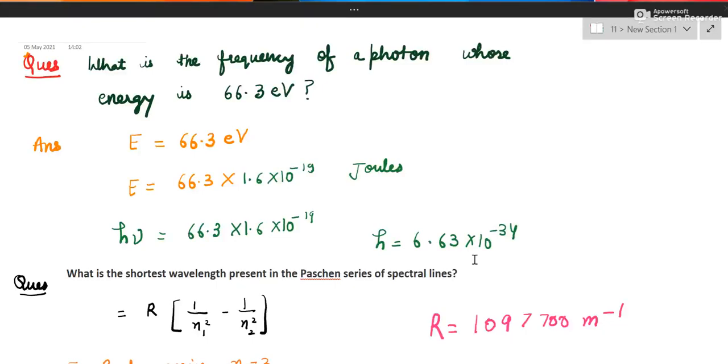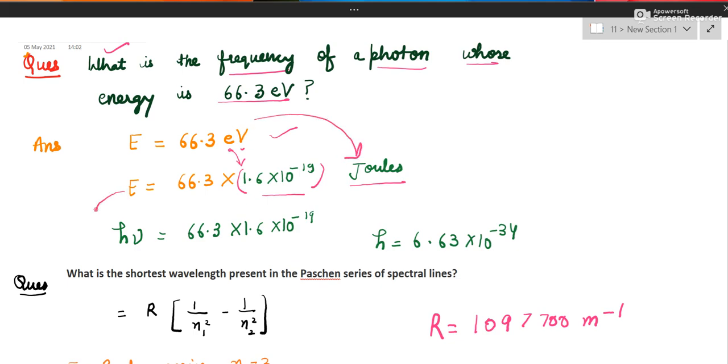After atom. First is, what is the frequency of a photon whose energy is this? So energy is given in electron volt, we will be changing it into joules by opening this symbol E. There is electronic charge whose value is 1.6 into 10 to the power minus 19 coulomb. Just open it so that electron volt is converted into joules.